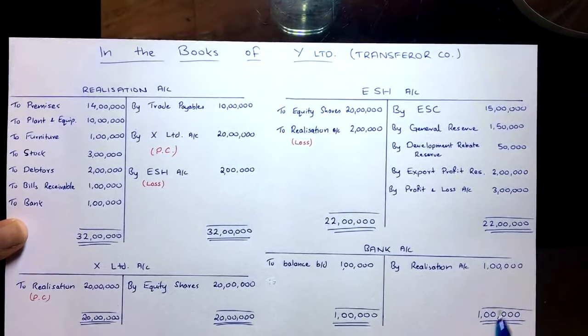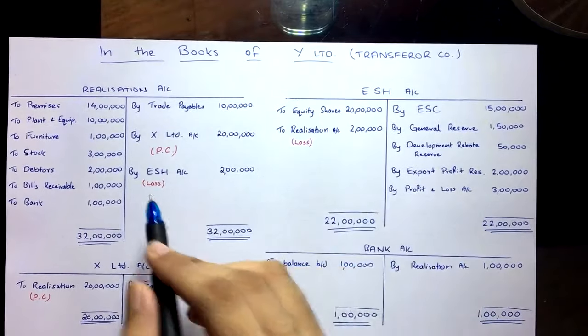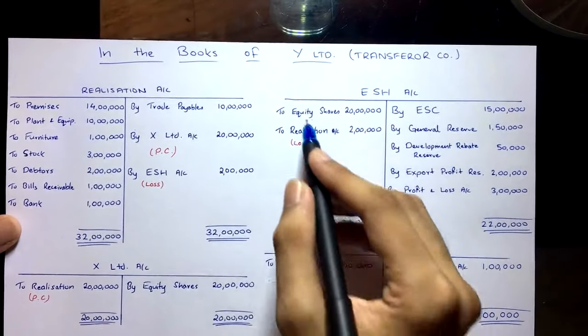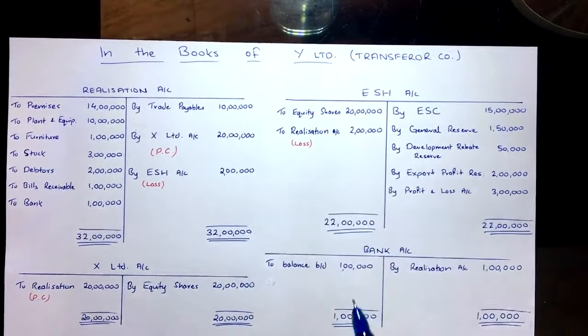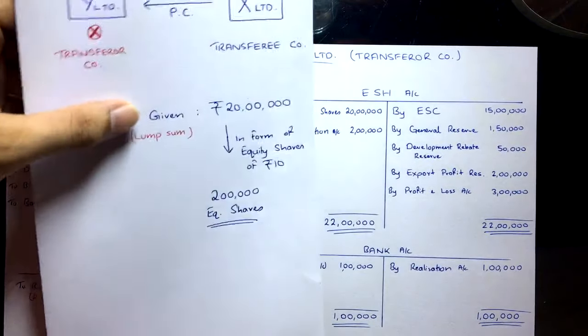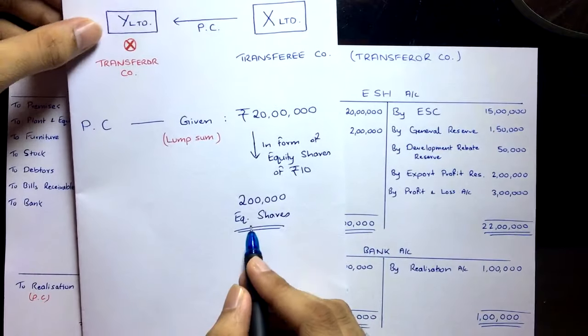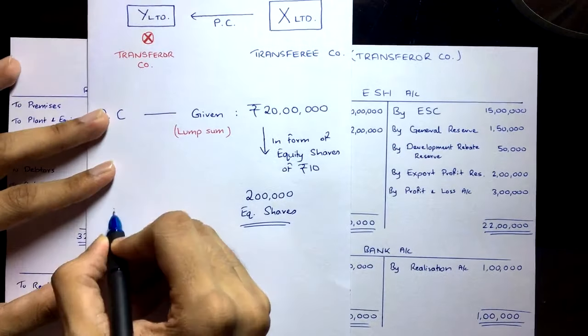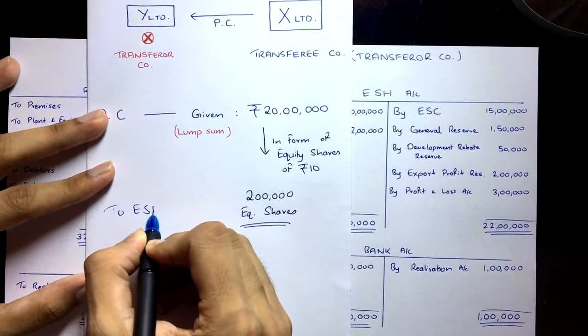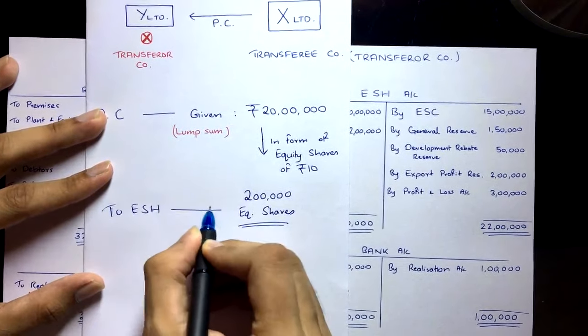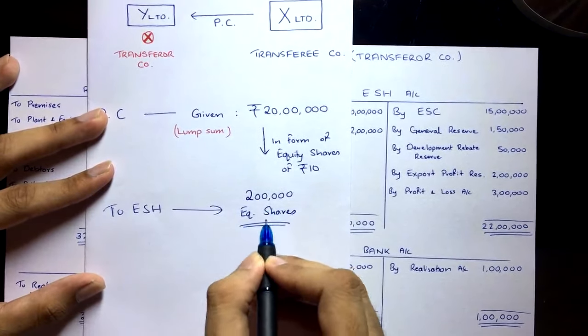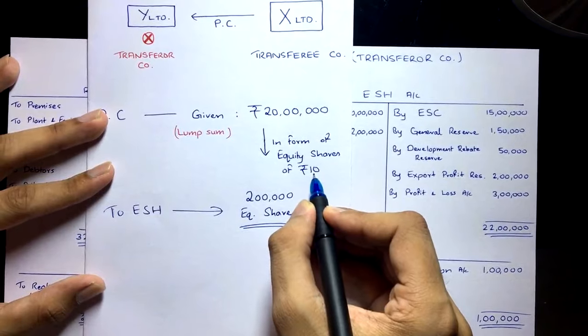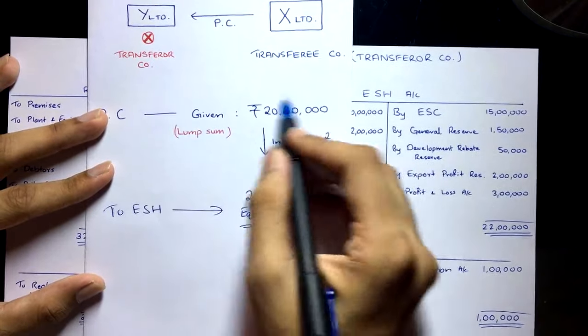Now what we have to take is, see here, this cross posting to realization account, and this, what is given to equity shareholder account? Come back to the purchase consideration calculation. What have we given to equity shareholders? Equity shares only, right? They have got 2 lakh equity shares of how much? Of 10 each. So they have got 20 lakh worth of equity shares.